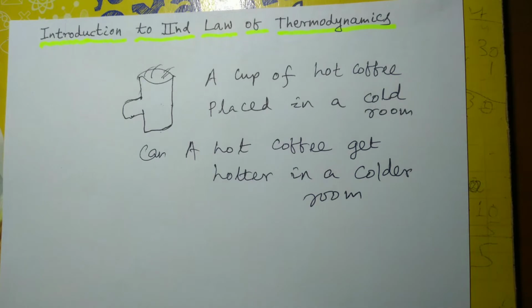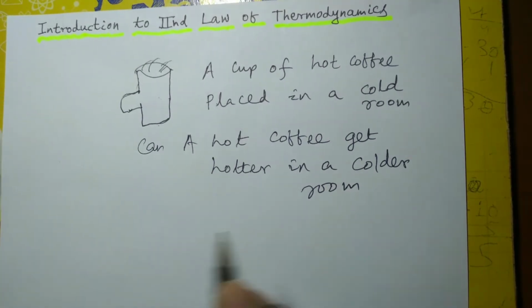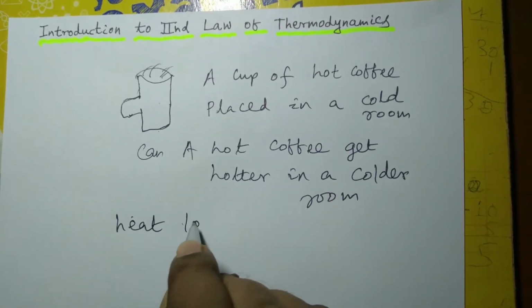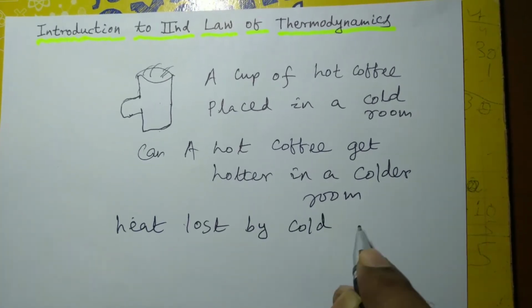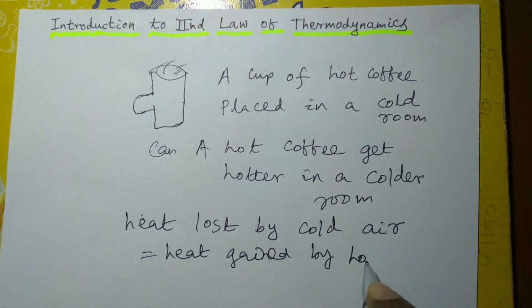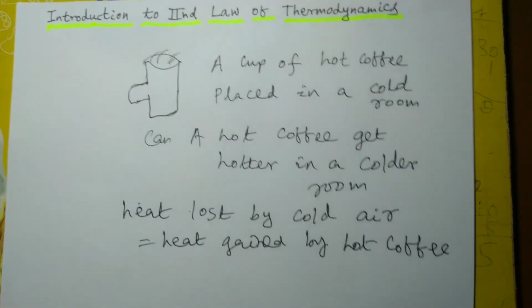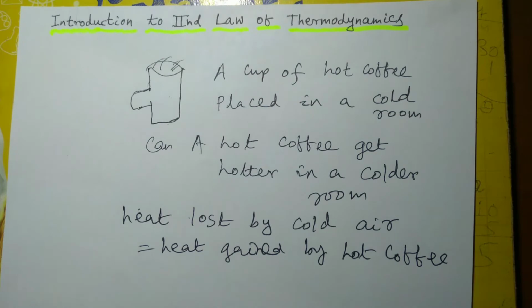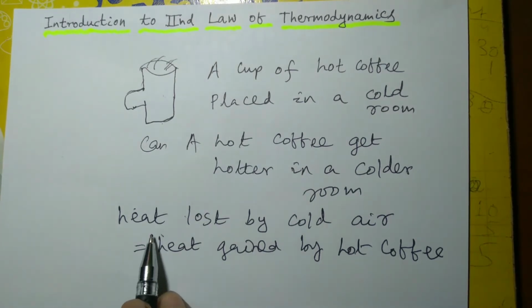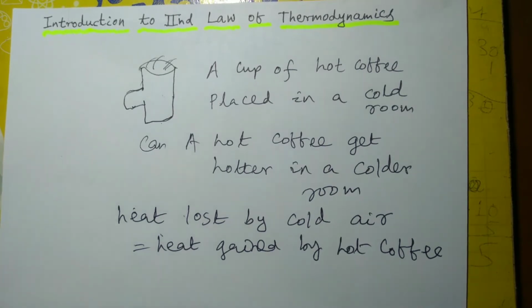How will a hot coffee get hotter? But had it occurred, it would not have violated the first law of thermodynamics. This process doesn't occur, but if it did, it would not have violated the first law, as long as the heat lost by the cold air is equal to the heat gained by the hot coffee. If the cold room air gave some heat to the hot coffee, it could become even hotter. The first law of thermodynamics would not be violated; it would be satisfied. If this could happen, the first law would be satisfied.